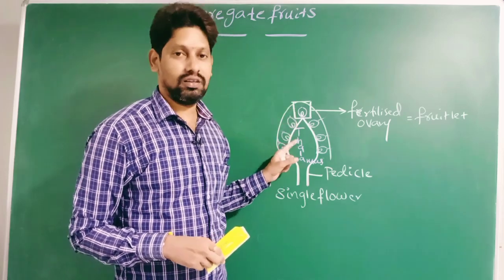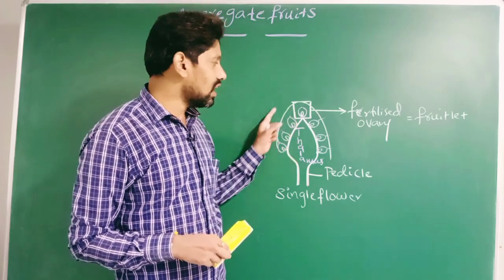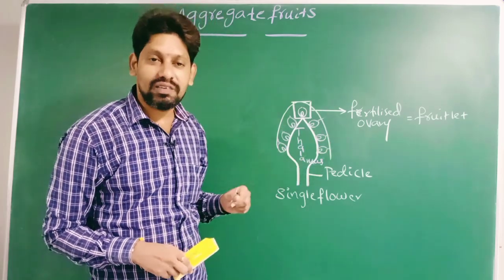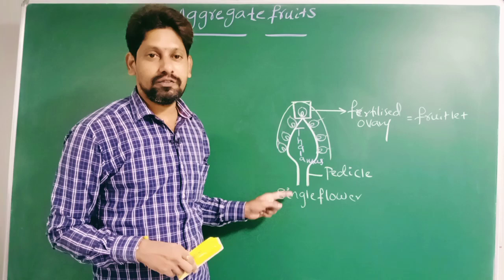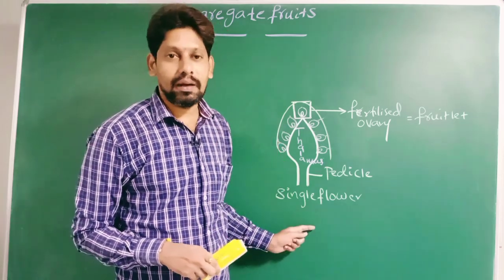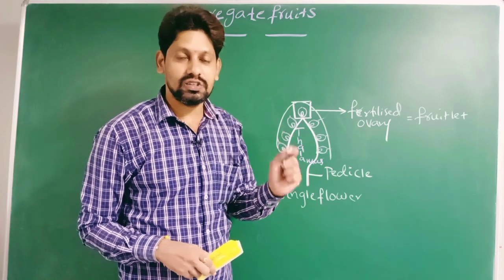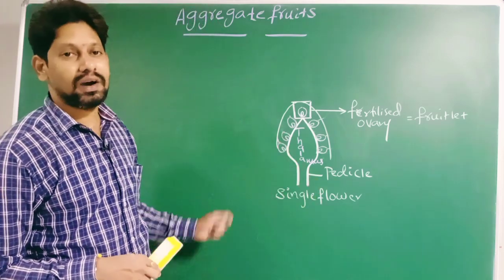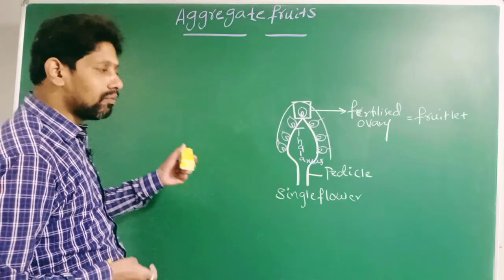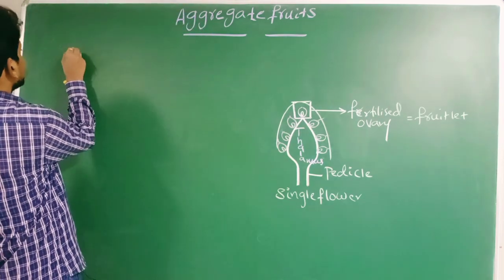All fruitlets are closely aggregated on the thalamus and form how many fruits? Single fruit. In this diagram, how many flowers are there? One flower. Therefore, if one flower is present, there is one aggregate fruit. The number of aggregate fruits is equal to the number of flowers. Now I am writing the same on the board.